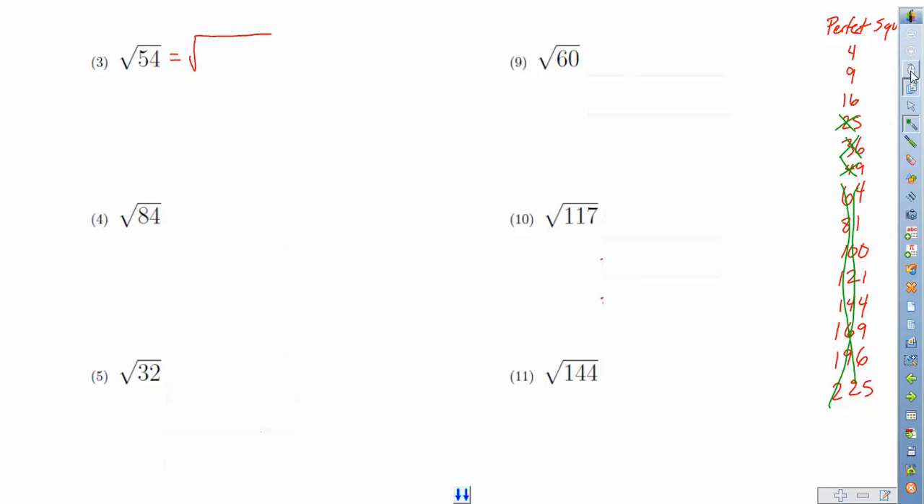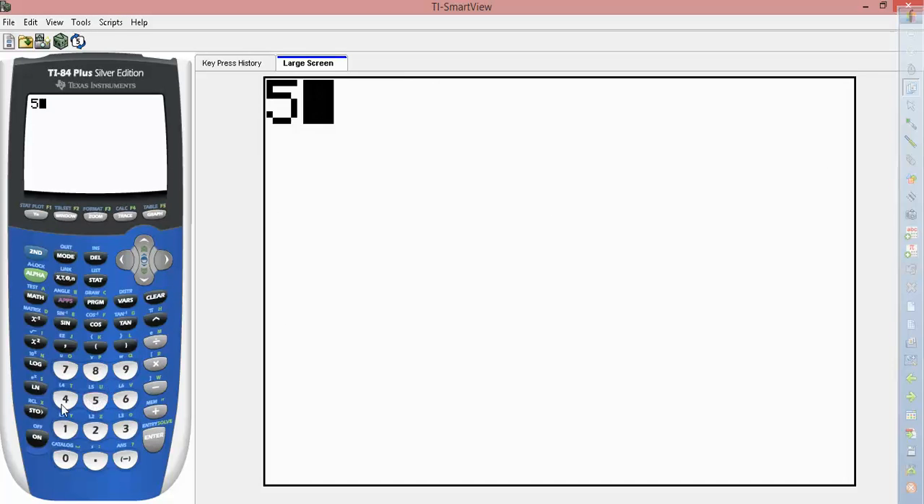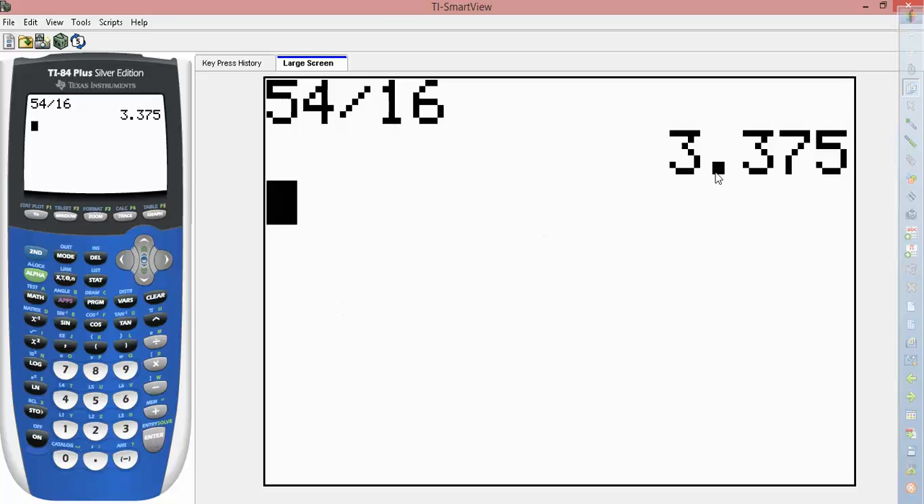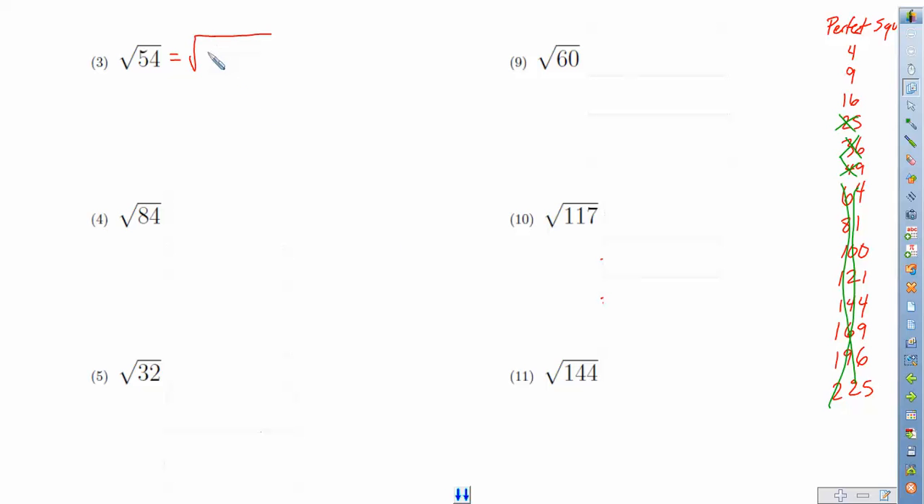Like I said, you got any doubt whatsoever, give it a try. What was it? 54, right? Divide it by 16. You probably already know the answer. But what does this mean? That means that we do not have the right number. We go on to the next one. 54 divided by 9. And then there it is. It's 6.